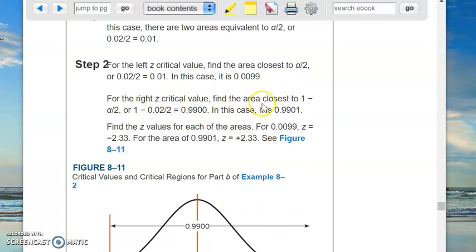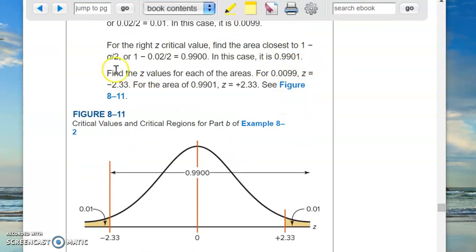The right Z critical value, it's going to be the area closest to 1 subtract half of my budget. Now, why is that? Well, think about it. If my budget is 2%, that means that 1% is going to be over here, 1% is going to be over here. So what critical value do I want for this? I want it to be 99% because 1% is over here, so 99% has to be to the left of 2.33 or whatever the number is. I don't know what the number is yet. I'm going to look it up. So whatever this critical value is, 99% is to the left.